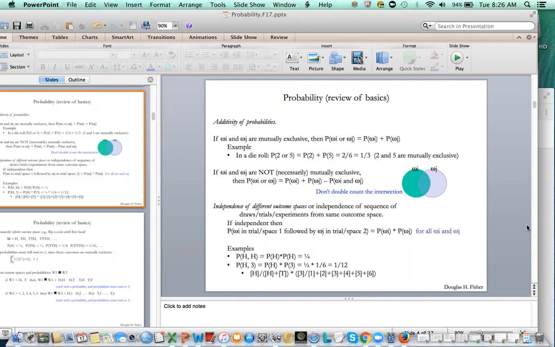So if I want to compute the probability of two heads by two different coins, or two heads by one coin in sequence, it's simply going to be the product of the probabilities of the two individual outcomes. The probability of a head in a coin flip and a roll of the die that gives us 3 is going to be the product of those two outcomes, because those are independent outcome spaces.